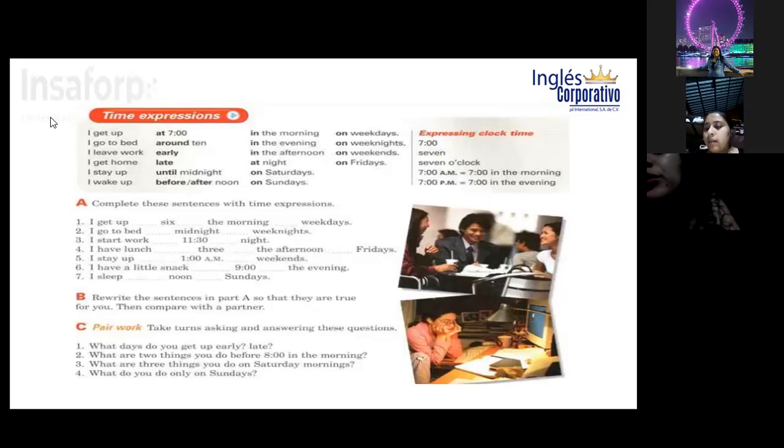And the third, what are three things you do on Saturday morning? Tres cosas que tú haces los sábados por la mañana. La cuatro. What do you do only on Sunday? ¿Qué haces tú? ¿Cómo qué hace uno en todo el domingo? ¿O únicamente el domingo? Correcto.